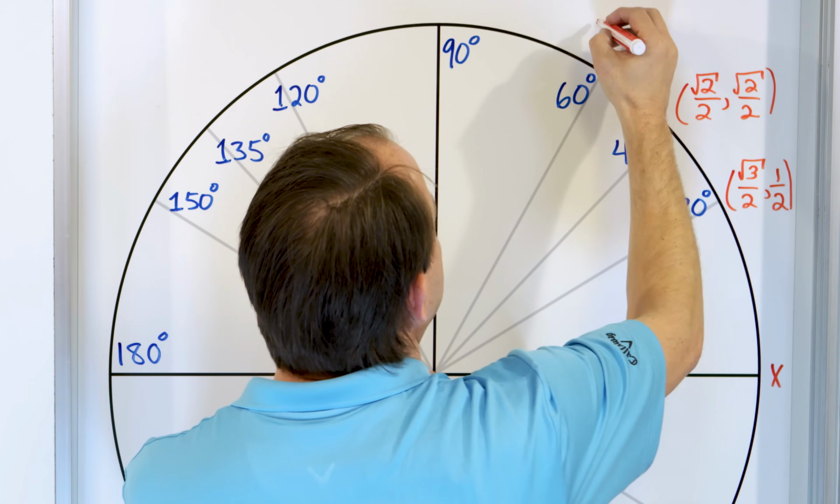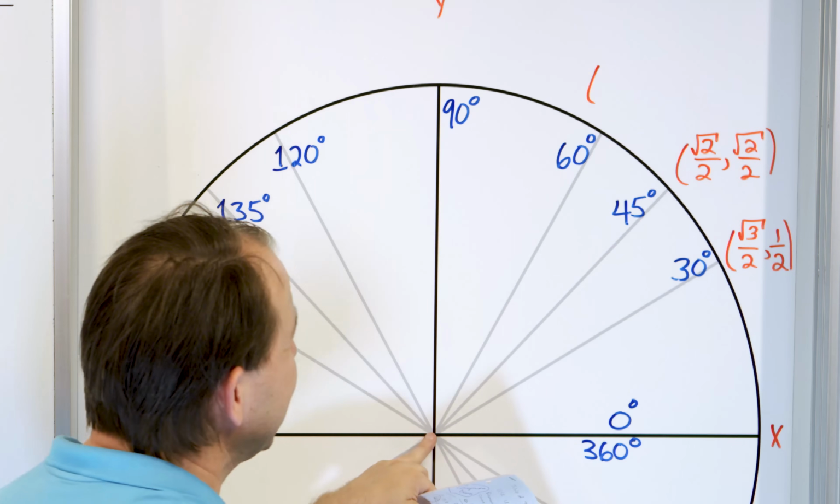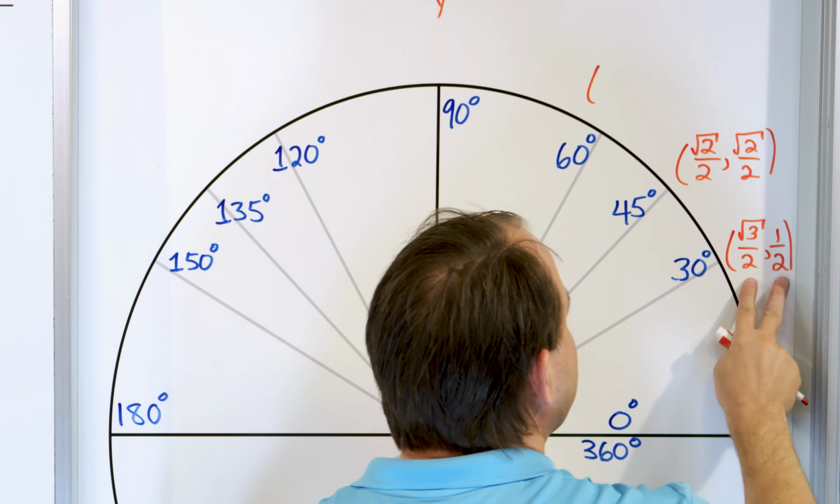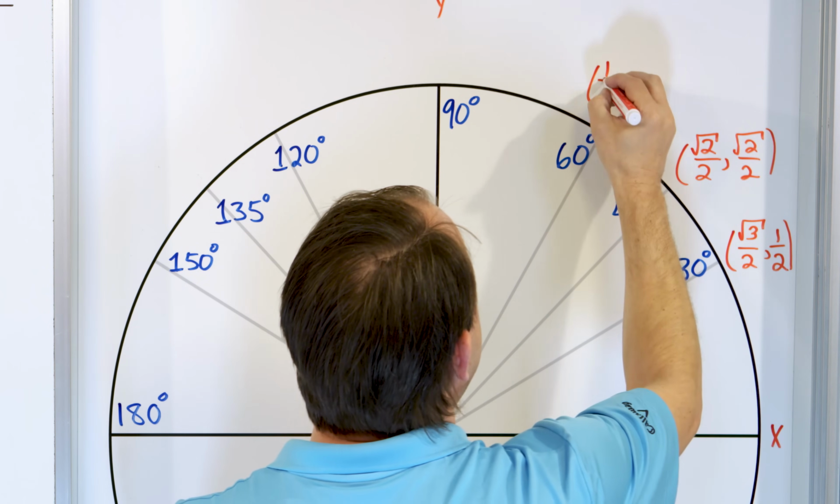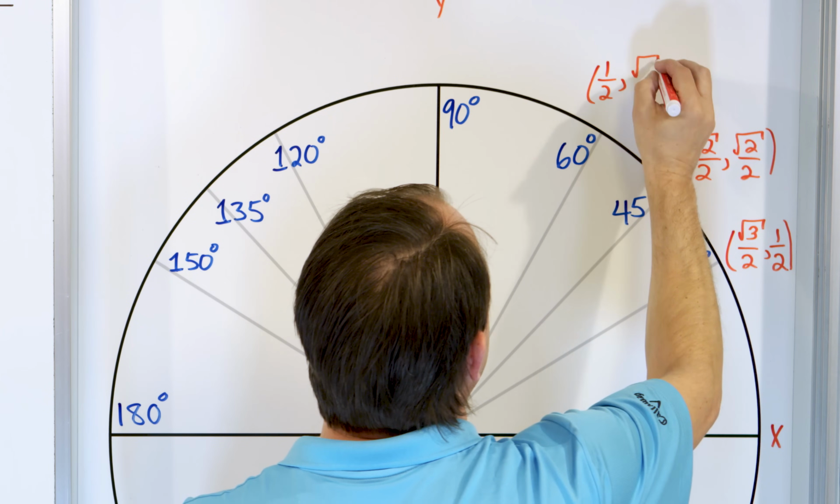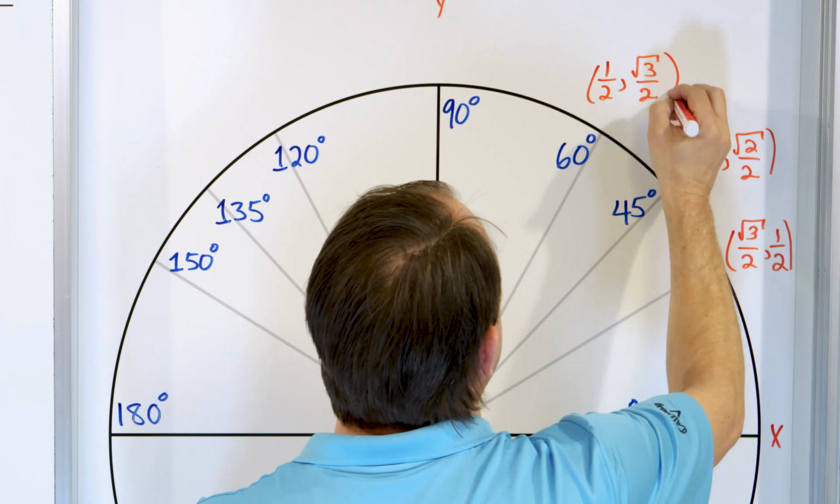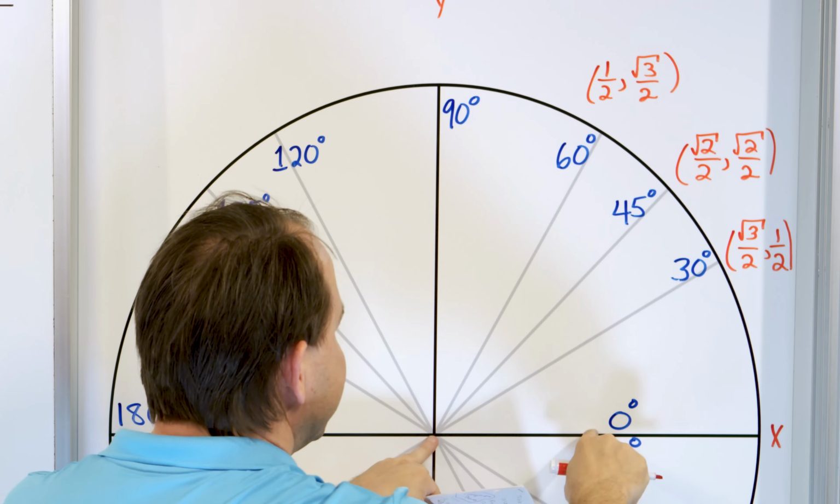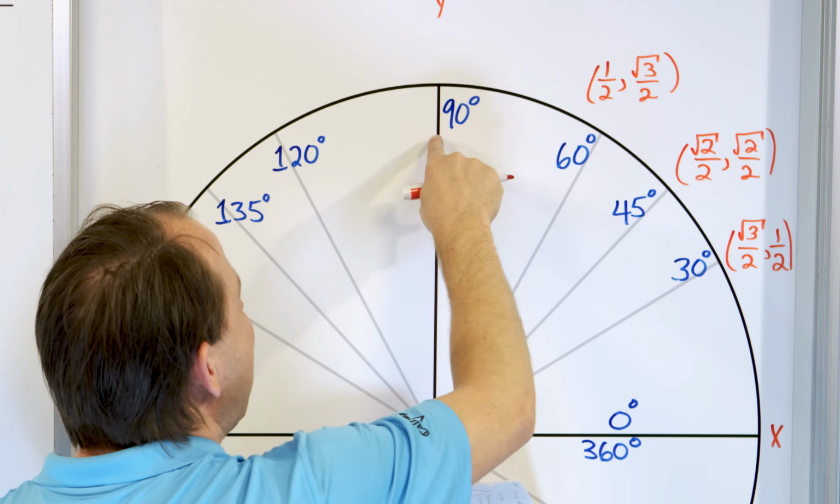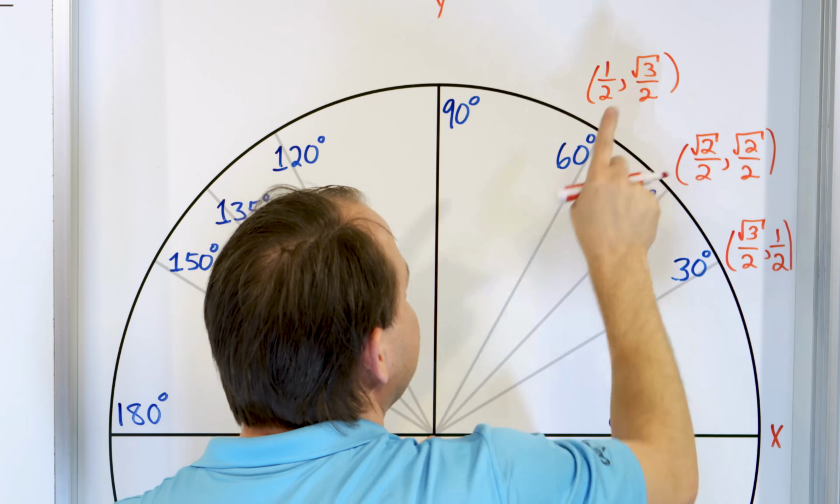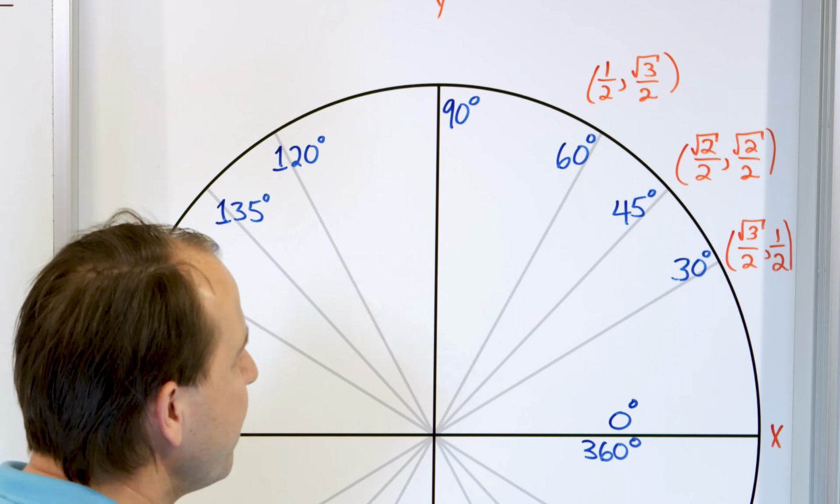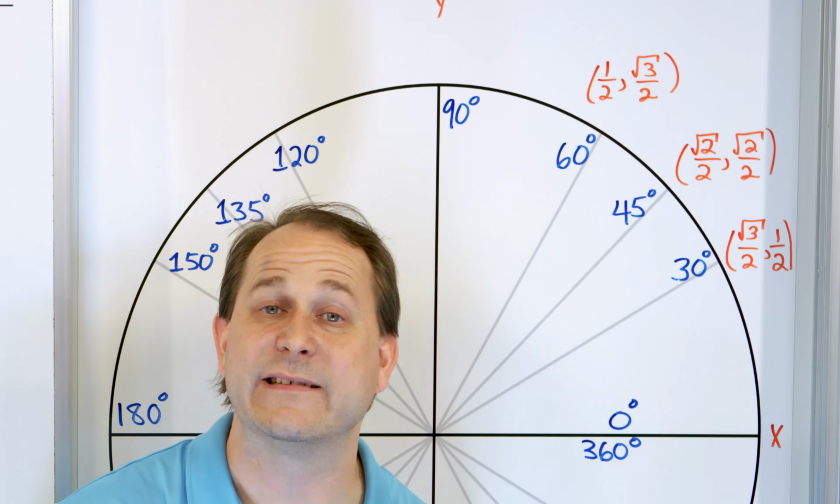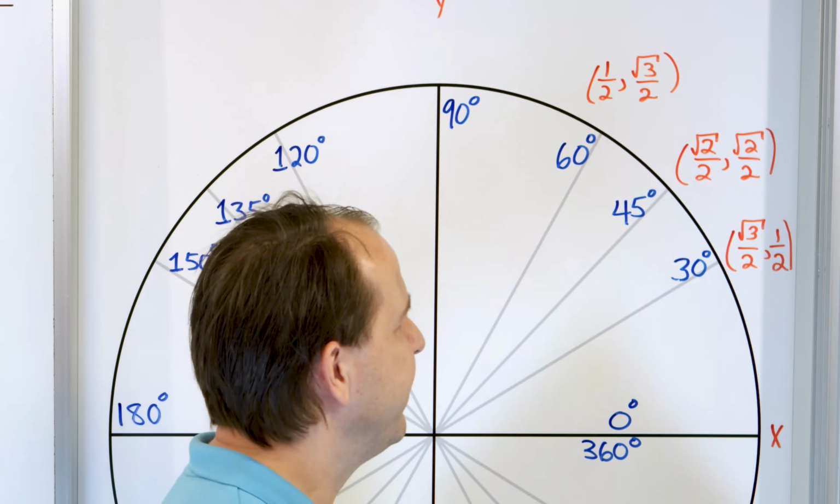What do you think this point would be along the edge of the unit circle? It would be these numbers completely flipped around: 1/2, comma, square root 3 over 2. Because the projection on the x-axis is 1/2, and the projection on the y-axis, which we call the sine, is square root of 3 over 2. Remember, square root of 3 over 2 is about 0.866, and 1/2 is 0.5.